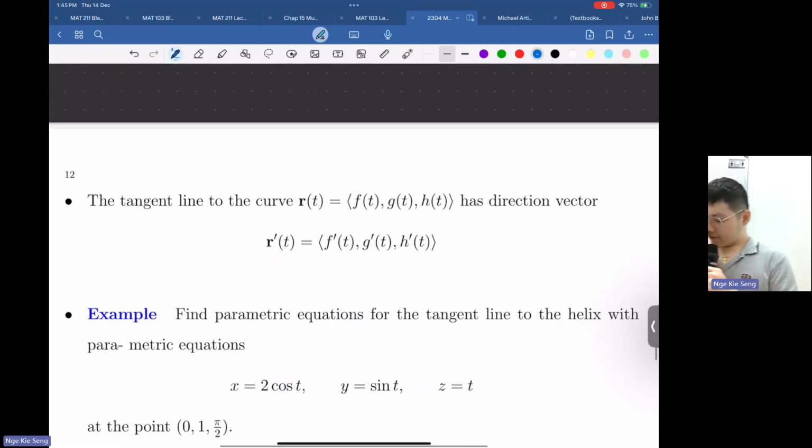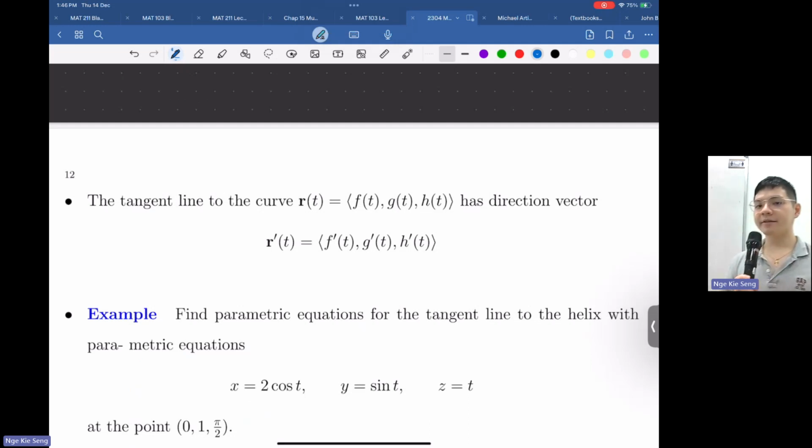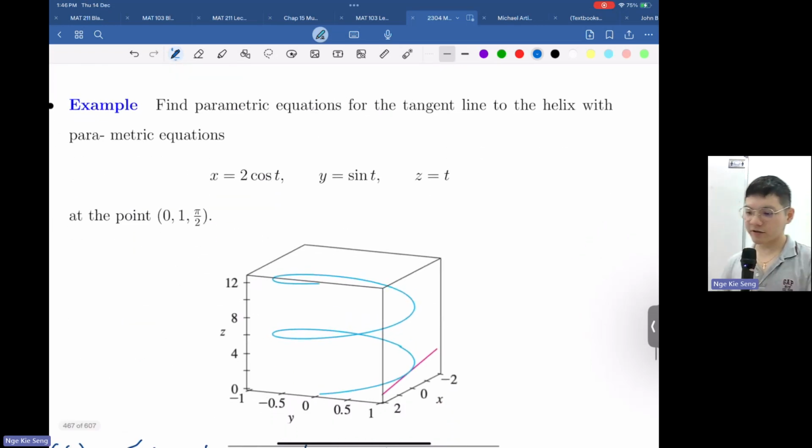Next. So if you can differentiate a function this way, what does the derivative mean? It is exactly the tangent line, with that direction at each t. Okay, maybe do this exercise again. Find the parametric equation for the tangent line to the helix with the parametric equation x equals 2 cos t, y equals sine t, and z equals t at the point 0, 1, pi over 2.